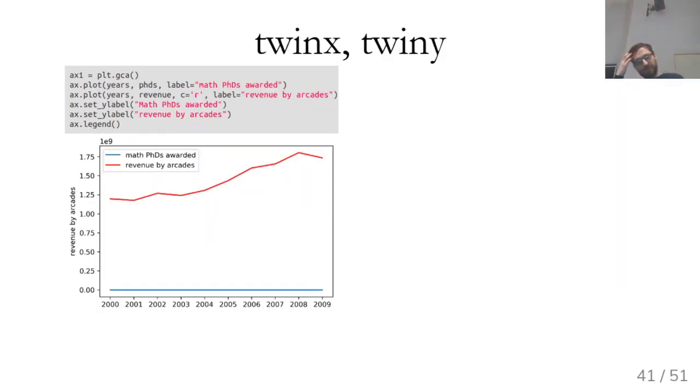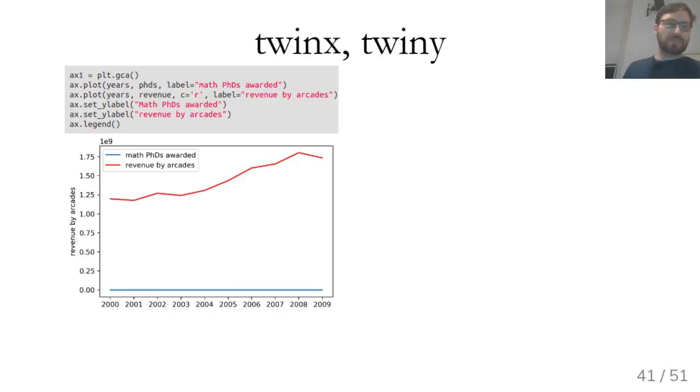All right. So the next thing that I want to mention is twin axes. So here, in this plot, I'm comparing two things. So I have two series. One of them is the number of math PhDs awarded for each year from 2000 to 2009. And the other series is the revenue that was made by arcades in that year. And so let's assume I think they have something to do with each other. If I just plot them naively using plot, they will both share the same y-axis.